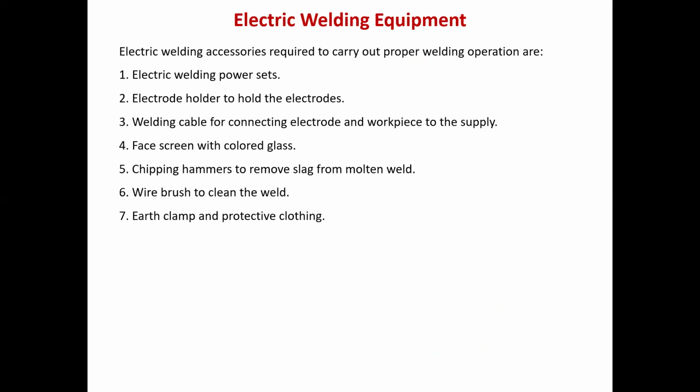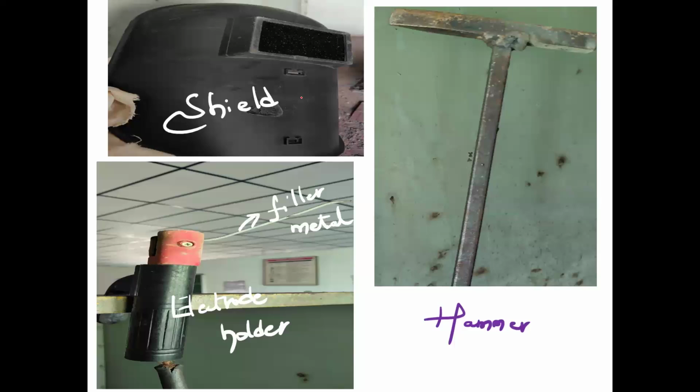What are the different components we require for arc welding? The main thing, we can have a power set, an electrode holder and the welding cable, and we can have some workpieces. We have a shield also, a face screen. We can have hammers, chipping hammers, a brush also, an earth clamp and protective cloth. These are the different components we can observe with the help of this slide. This one is a face shield coated like this, and we can have a hammer. We can also have a brush for cleaning purposes.